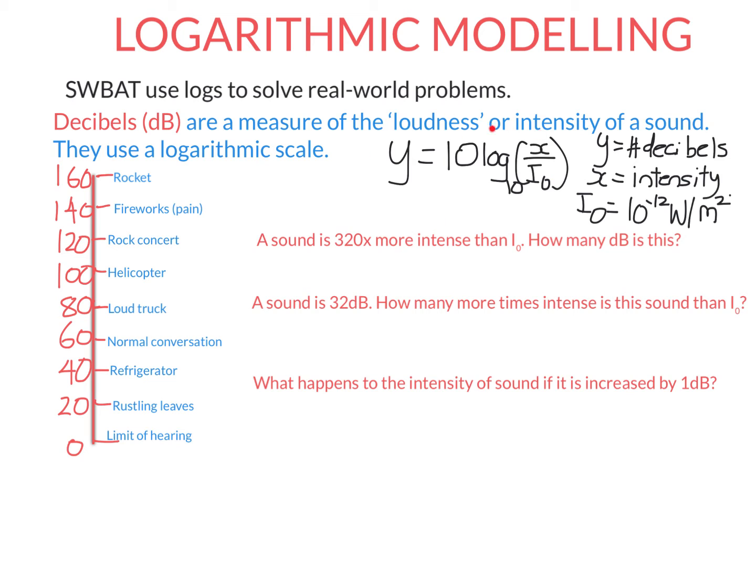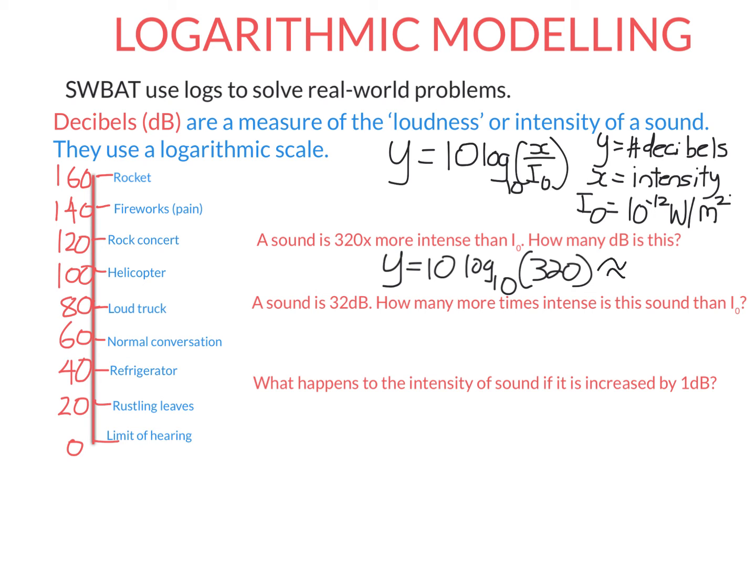All right, let's use this formula to answer a few questions here. A sound is 320 times more intense than at I0, than here at 0 decibels. So how many decibels would this sound be that's 320 times more intense? The number of decibels, which is Y, is simply 10 log base 10 of the ratio. If the sound is 320 times more intense, this ratio, X divided by I0, is 320. So you can put that straight in your calculator, and we get about 25 decibels.